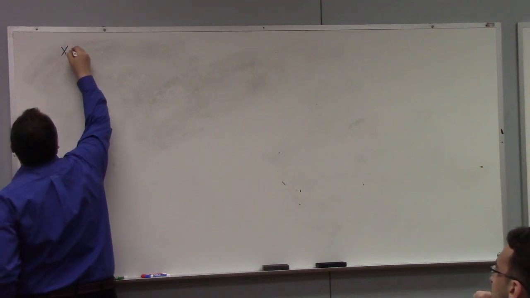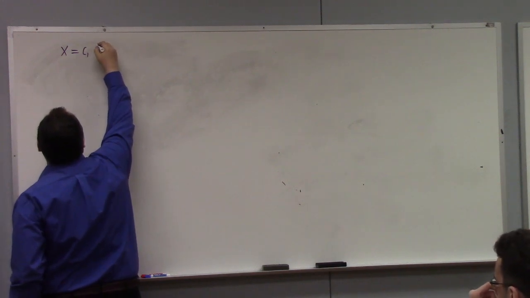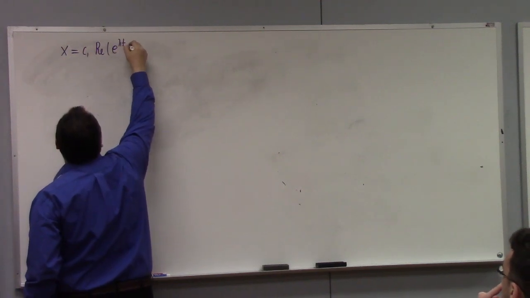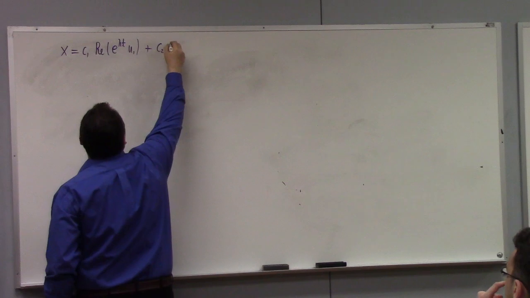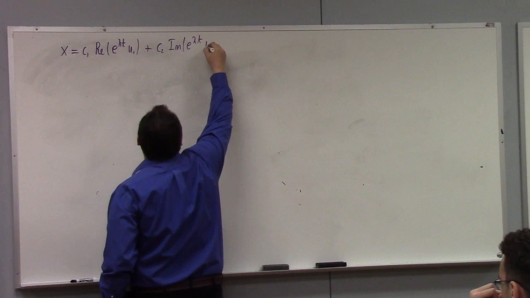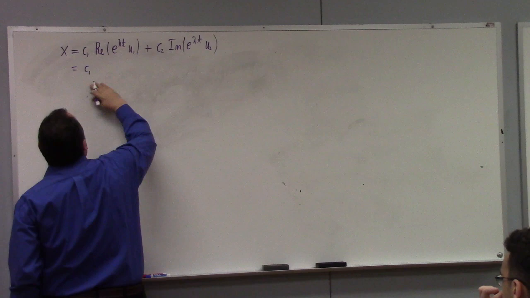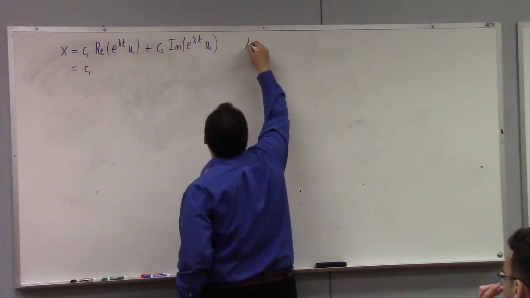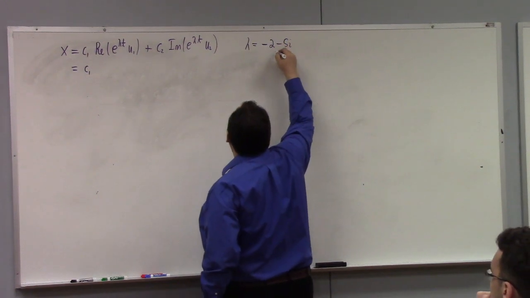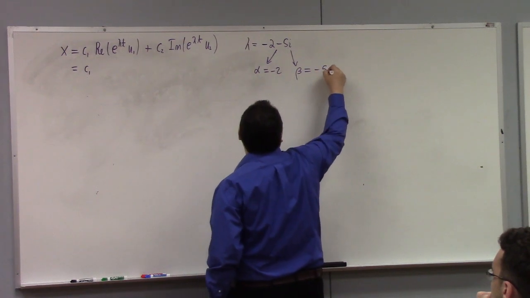So we have x is C1 times the real part of that Z solution, plus C2 times the imaginary part of that solution. We worked those out the other day, so we don't need to do that again. I'm just going to quote my calculation from the other day. Lambda was -2 minus 5i, so alpha is -2 and beta is -5.